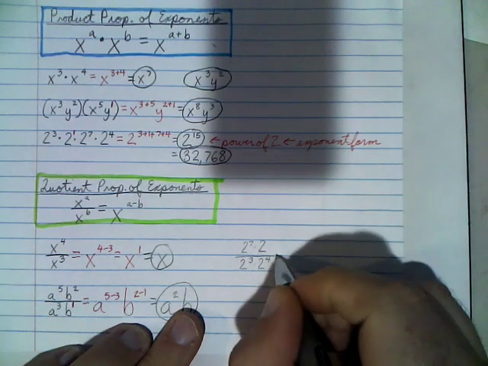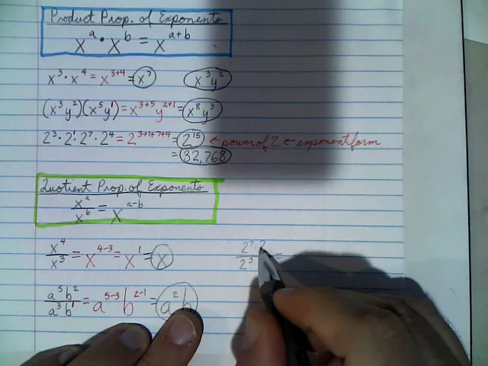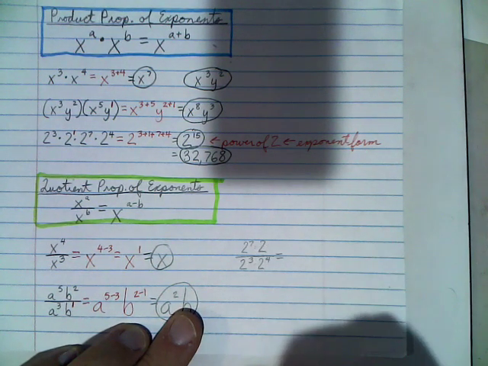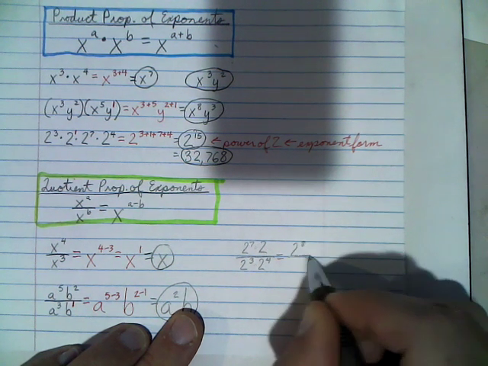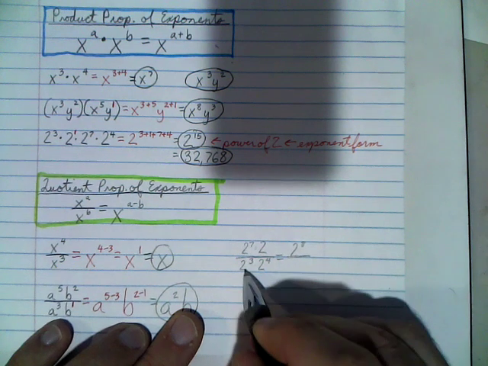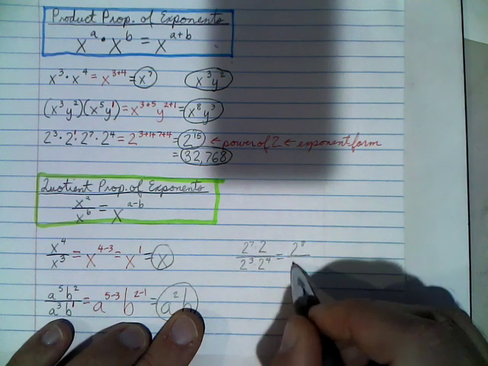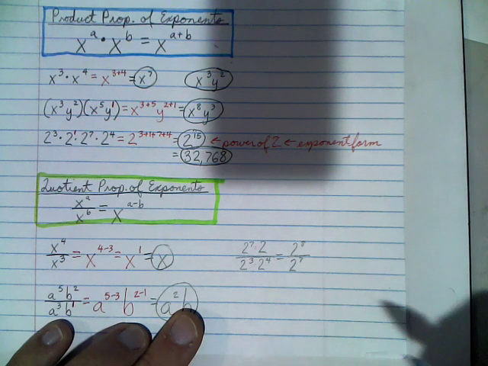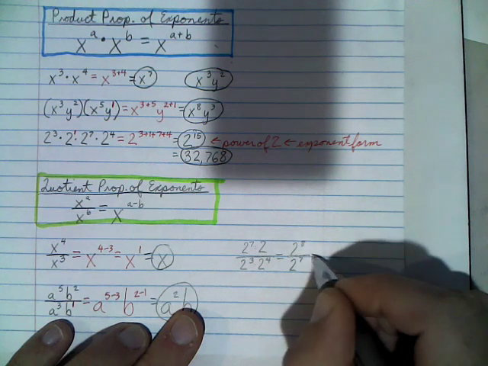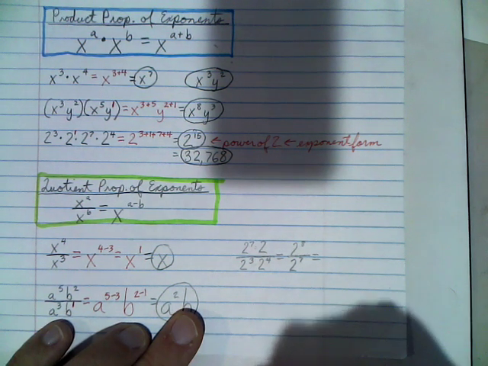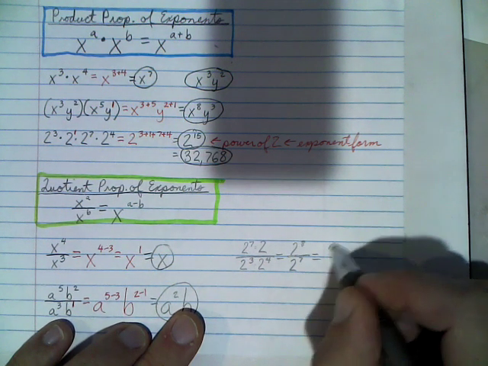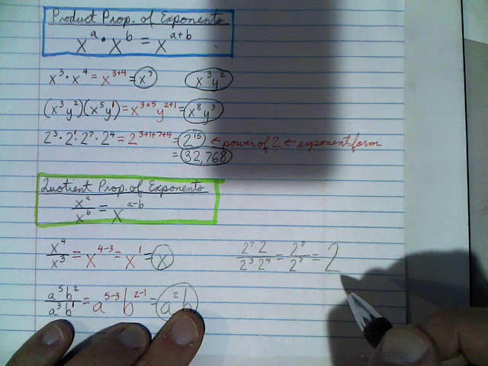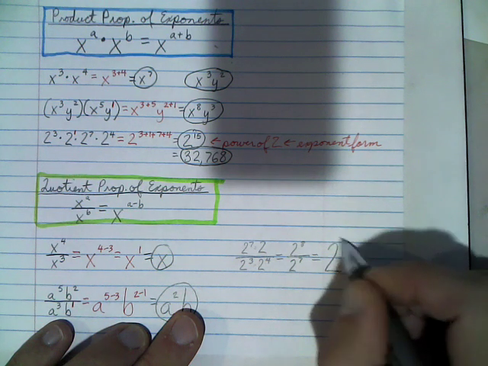So if I just look at the numerator, I've got 2 to the 7th power times 2, which is really 2 to the first power. So 7 plus 1 gives me 2 to the 8th power. In the denominator, 2 to the 3rd power times 2 to the 4th power, well, 3 plus 4 is 7. And then I finish this off by dividing. Dividing means I'm going to subtract my exponents. So 8 minus 7 gives me just a 1. So 2 to the first power, or 2.